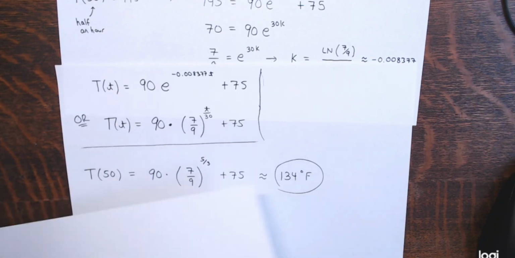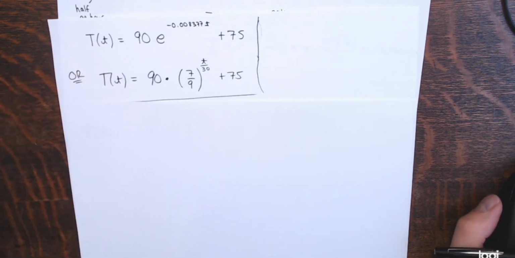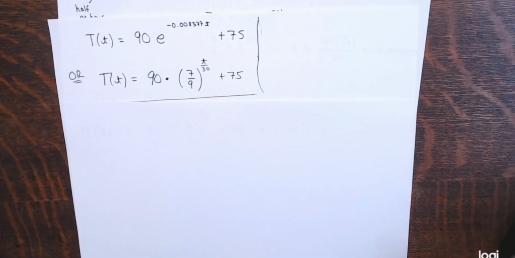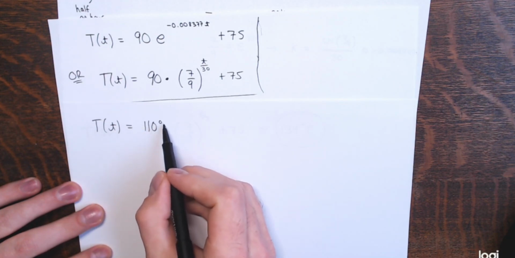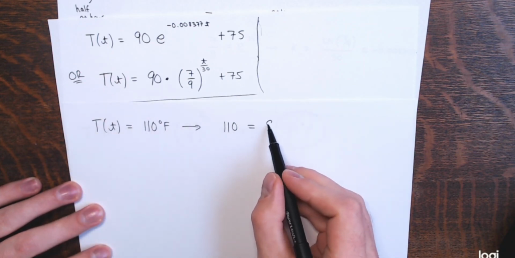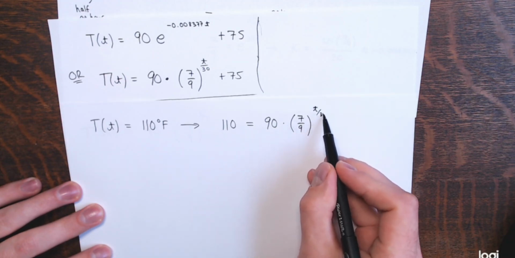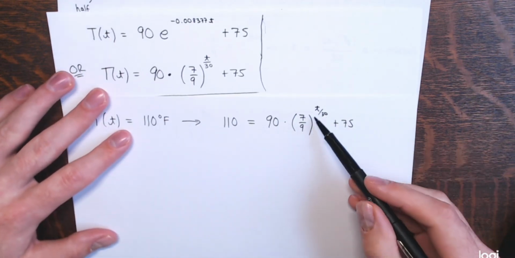All right, then the last part of this, number 45, using the same model, so keeping the model up there. Exercise 45 is, to the nearest minute, how long will it take the turkey to cool to 110 degrees Fahrenheit? So you're solving this equation. When is T of t equal to 110 degrees Fahrenheit? So 110 for the output: 110 equals 90 times 7/9 to the t divided by 30 power plus 75, and then I solve for t. So get this base and power alone, then change to logarithmic form.